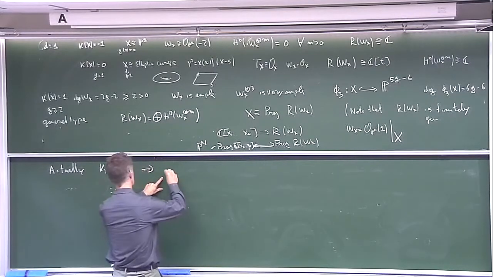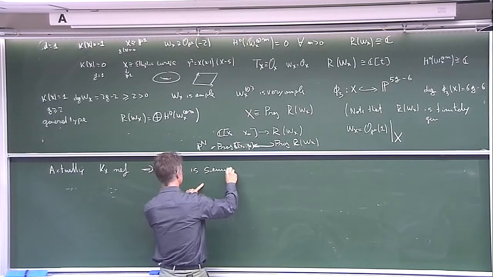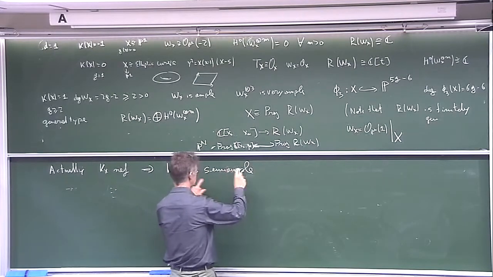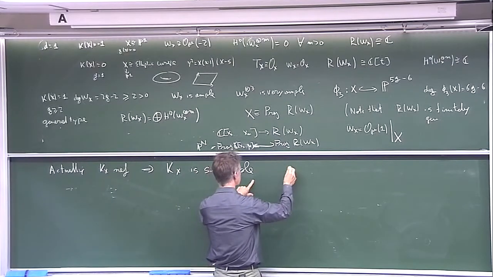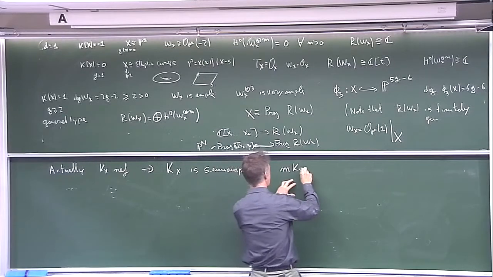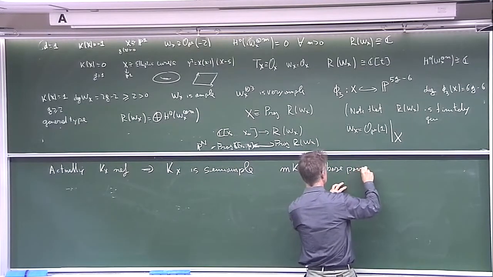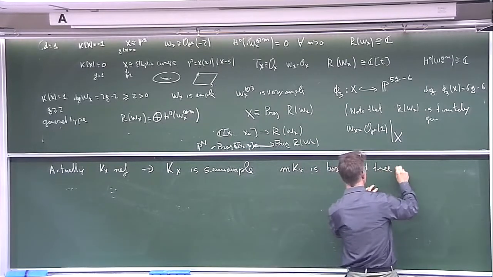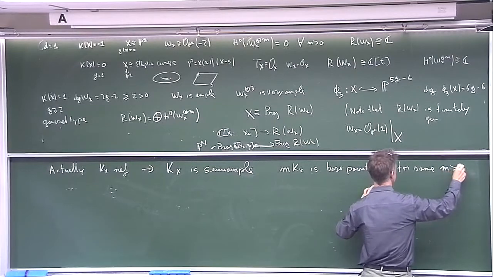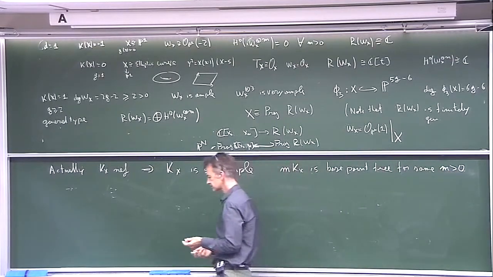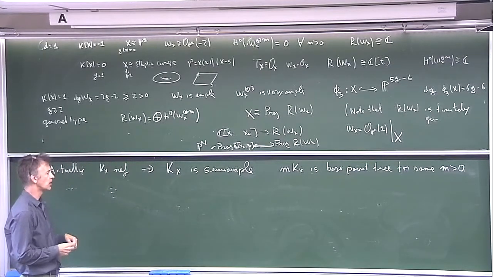So then K_X is semi-ample. I apologize. I'll get to the statement that I was trying to write down in a second. I need to put a slightly different hypothesis. K_X is semi-ample. So what that means is that mK_X is base point free for some m greater than 0. And so what is really going on?